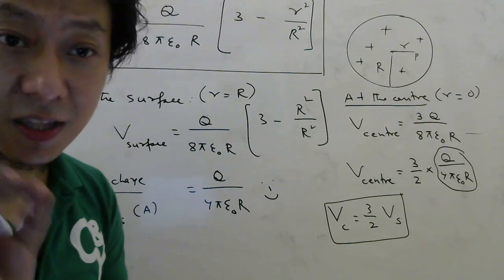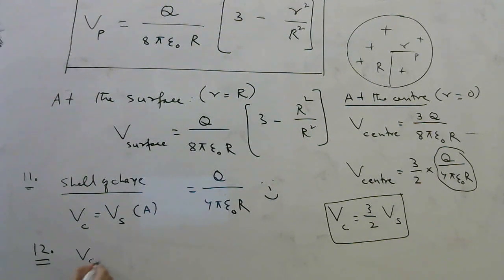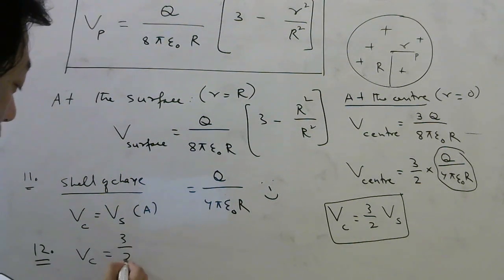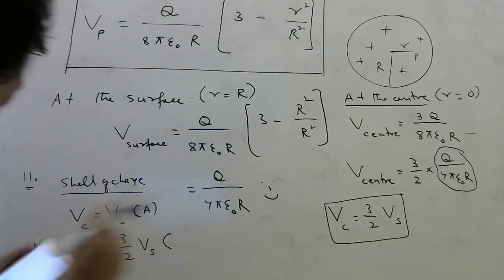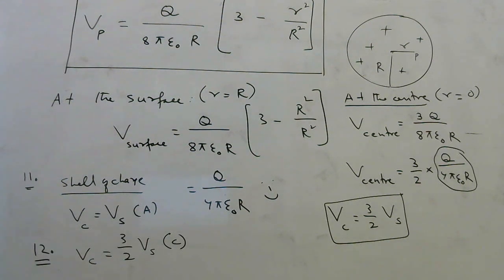Right now you just think if it is a solid sphere, then the potential at the center is how many times on the surface? Already I proved 3 by 2 times potential on the surface. Which is the right option? Option C. So this completes our entrance corner.